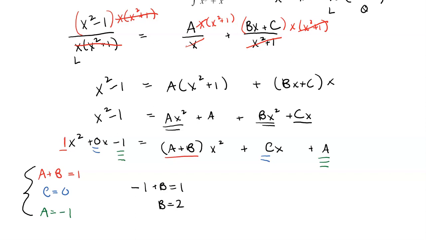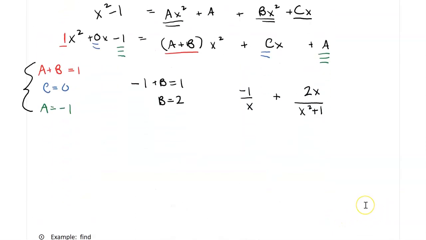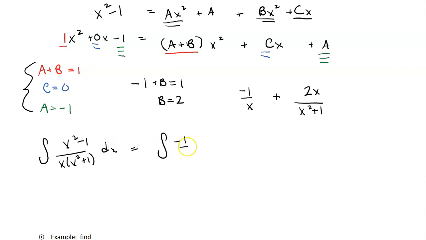So my decomposition then, going back to the original format, A is negative 1, so we'll have negative 1 over x plus Bx plus C, which is 2x plus 0, over x squared plus 1. And that's what we want to integrate. So the integral of x squared minus 1 over x times x squared plus 1 dx is equal to the integral of negative 1 over x dx plus the integral of 2x over x squared plus 1 dx. I can bring the negative out front.